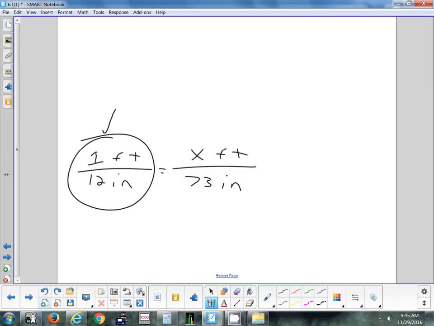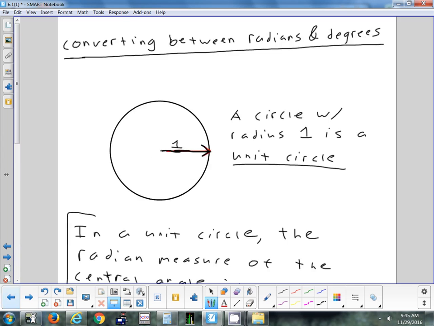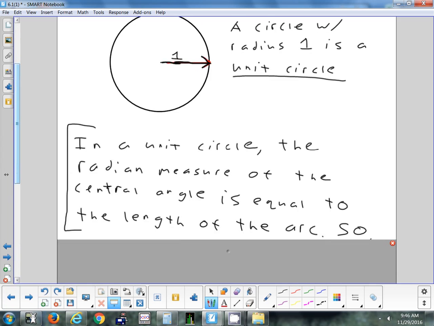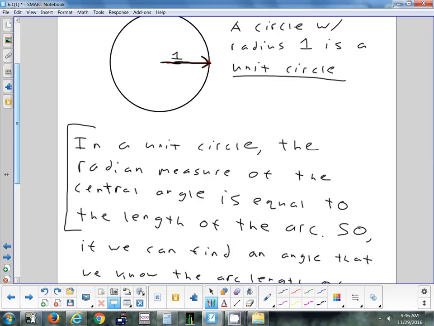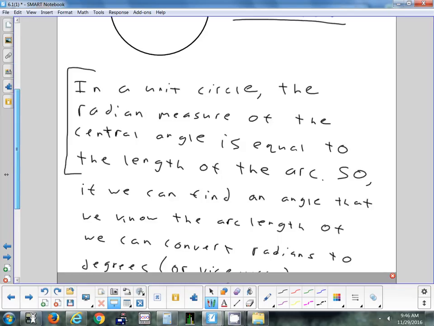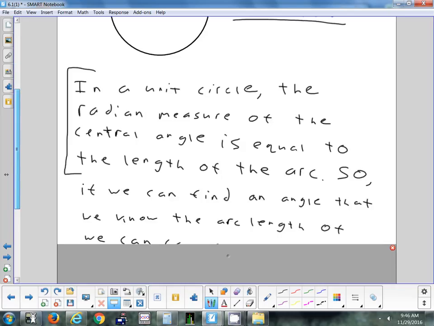But you have to know something to start with. This is a relationship between measurement in feet and measurement in inches. If you don't know that, you can't do anything else. You've got to know this conversion to start. So we've got to figure out the conversion to start here. We have to know something, and you do. We're going to find an angle that we already know the size of the arc length for, and that's going to help us convert radians to degrees.